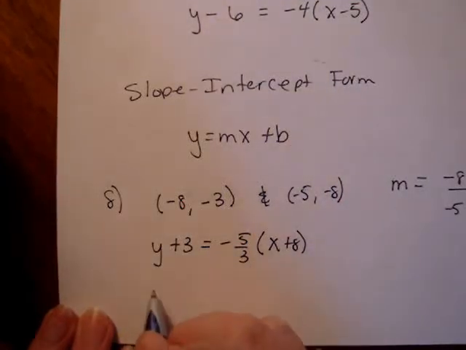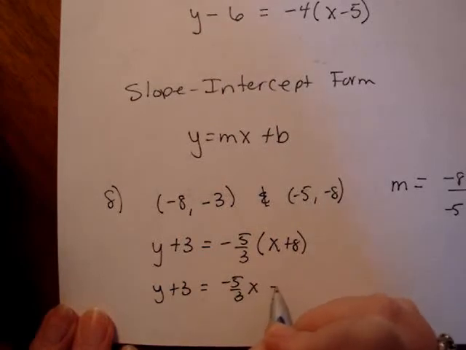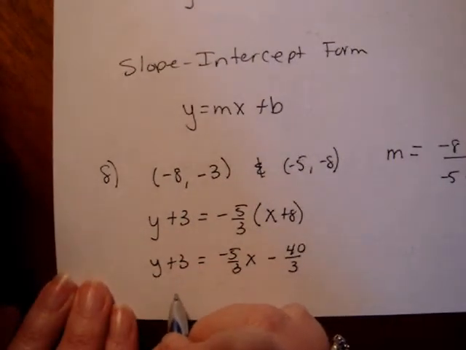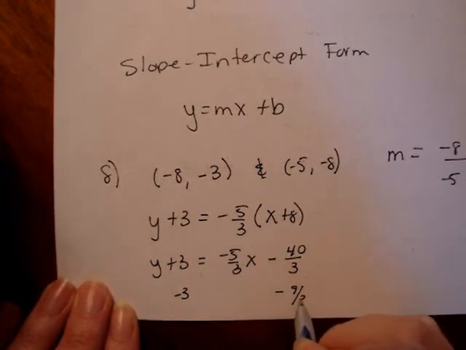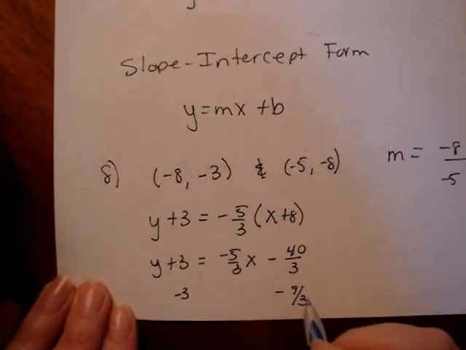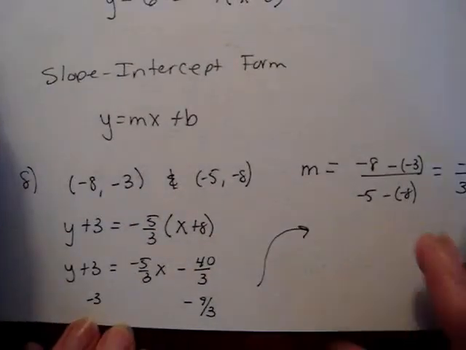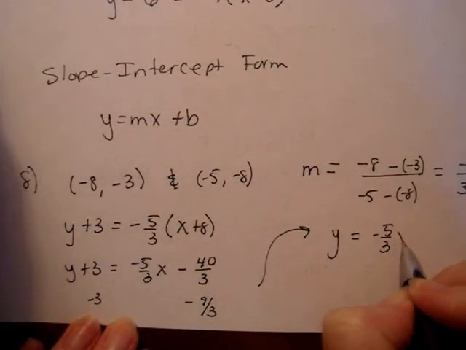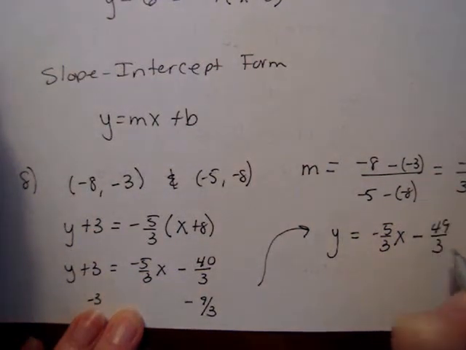So now I'm going to distribute. Y plus 3 is equal to negative 5/3 x minus 40/3. Okay, now I'm going to subtract 3 from both sides. So if I subtract 3 here, let's see, 3 is the same as 9/3, right? See how I got a common denominator there? See, fractions are not that bad. Okay, I'm coming back over here now. So I will get y is equal to negative 5/3 x, and that will become minus 49/3.